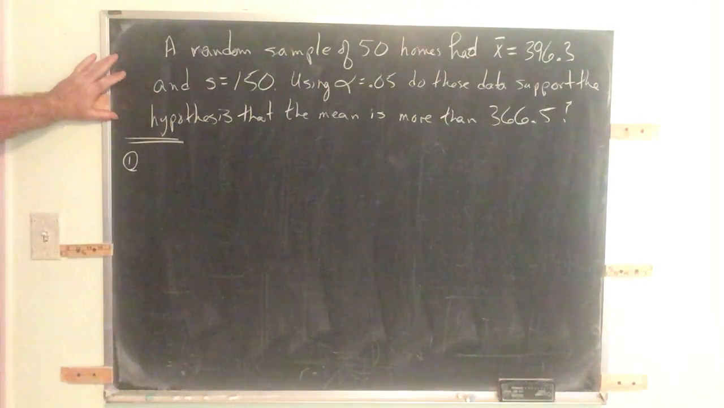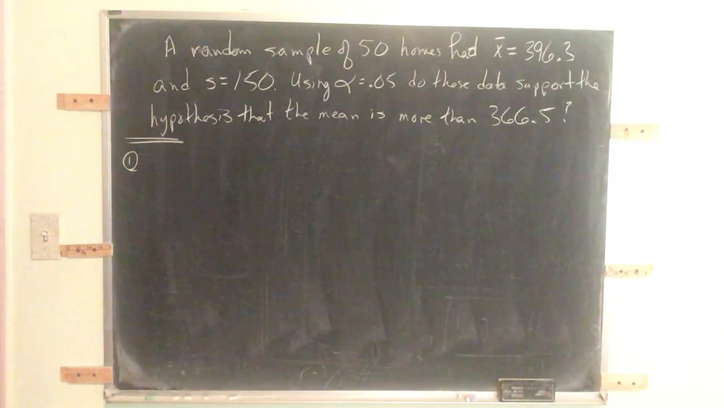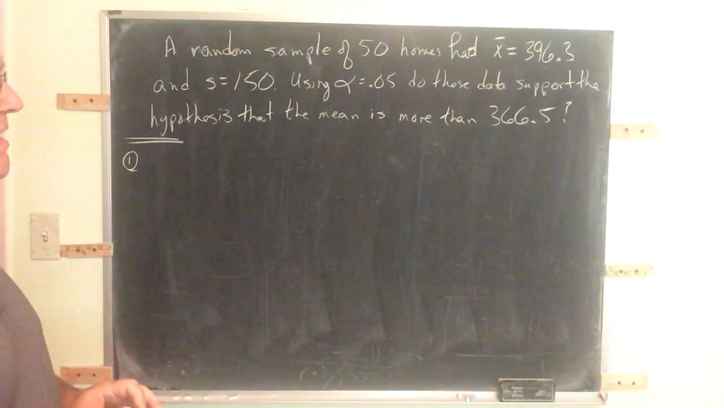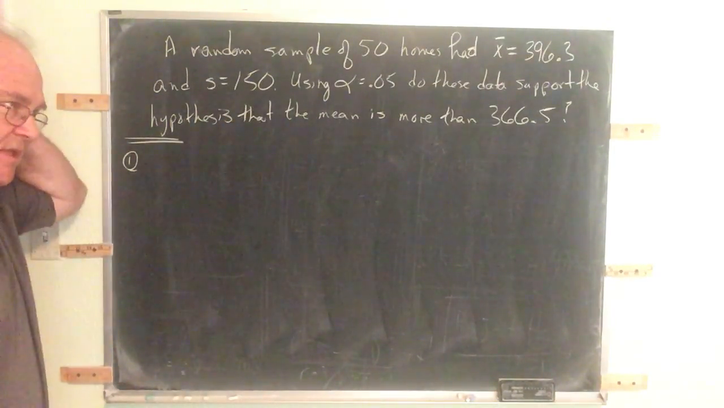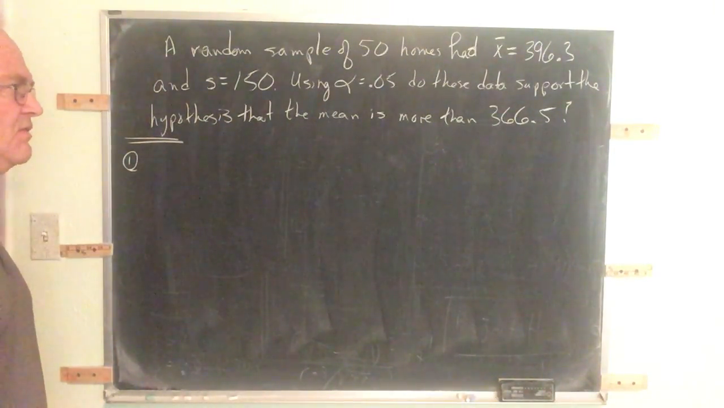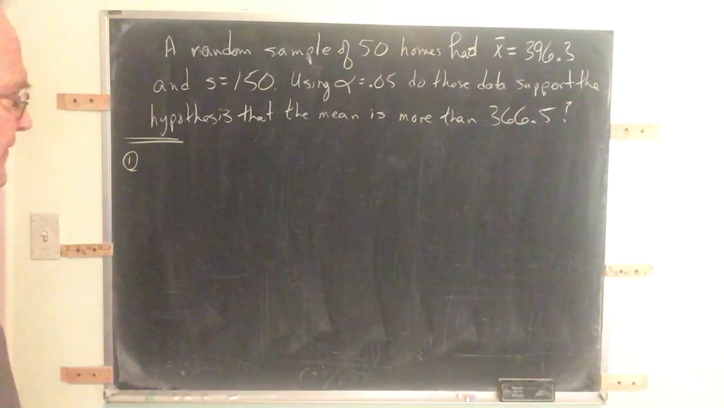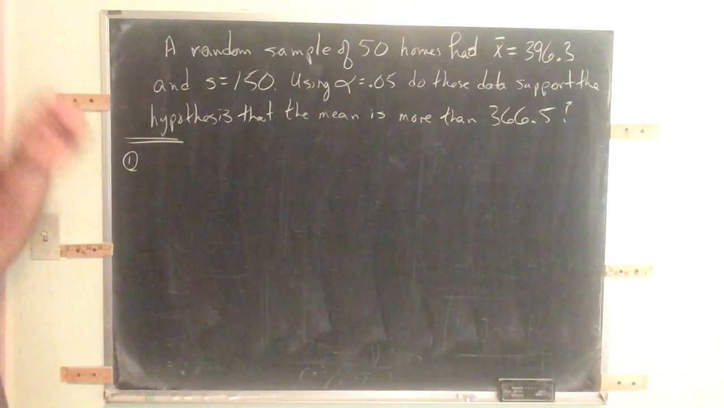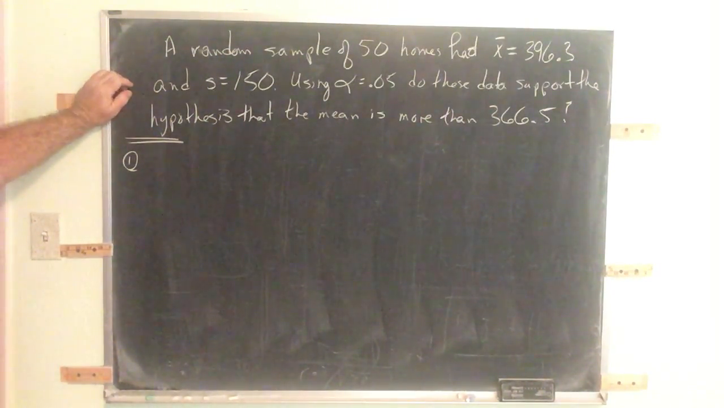All right, so I think I have this one actually written correctly with all the proper numbers here. It says a random sample of 50 homes had X bar equal to 396.3. I kind of abbreviated this. I think this problem is sale prices in thousands of dollars or something like that. But anyway, a random sample of 50 homes had X bar equals 396.3 and S equals 150.